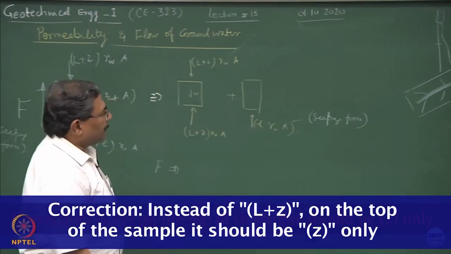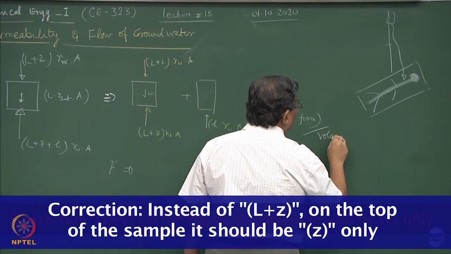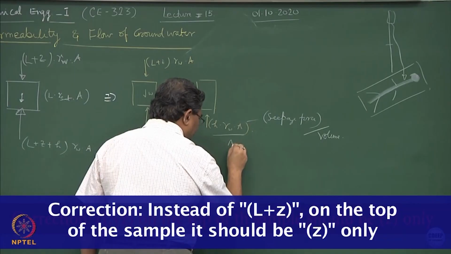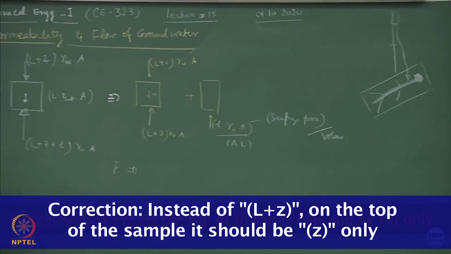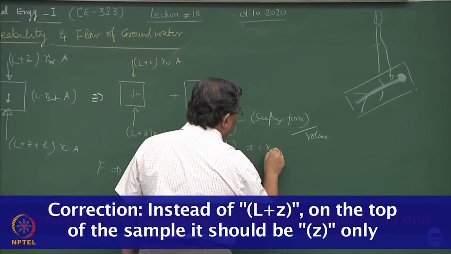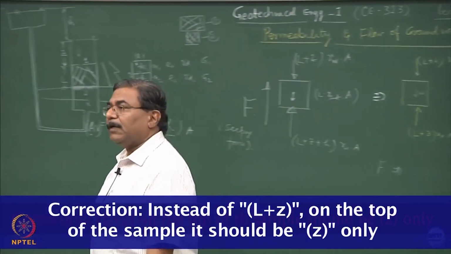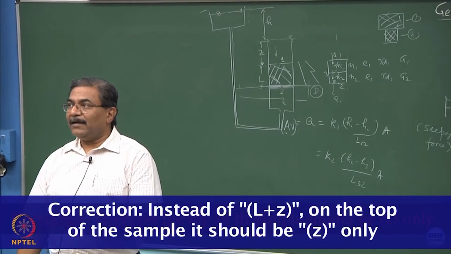Normally we define seepage force per unit volume. Now, if I do per unit volume, what is going to happen? This will become A into L, and this can be written as I into gamma W. So, I into gamma W is the seepage force which is acting on the system, clear?